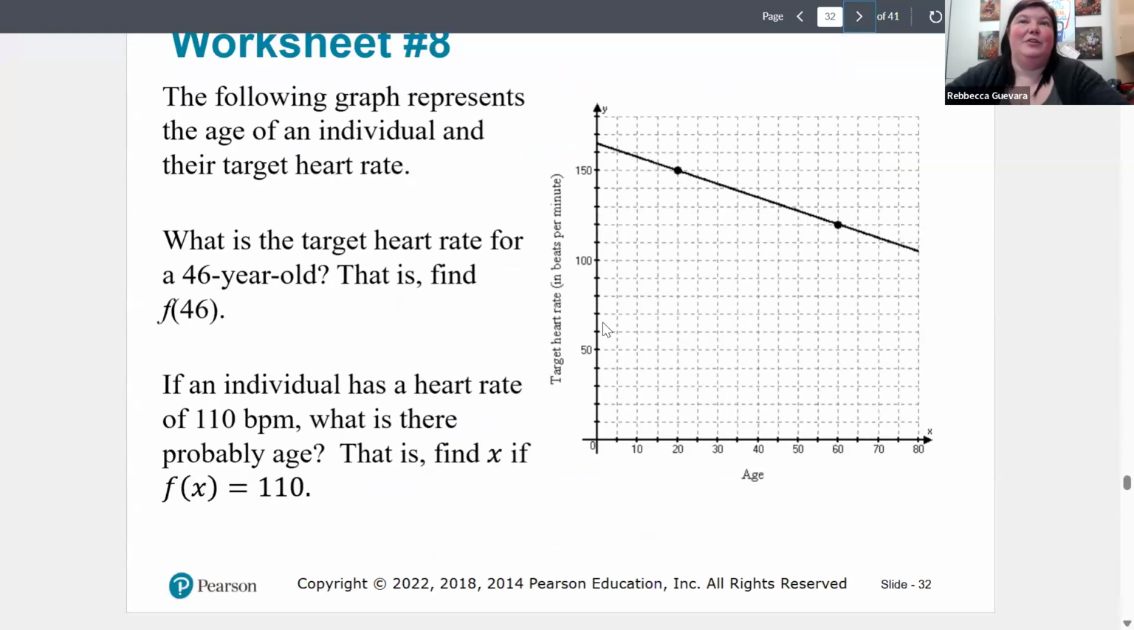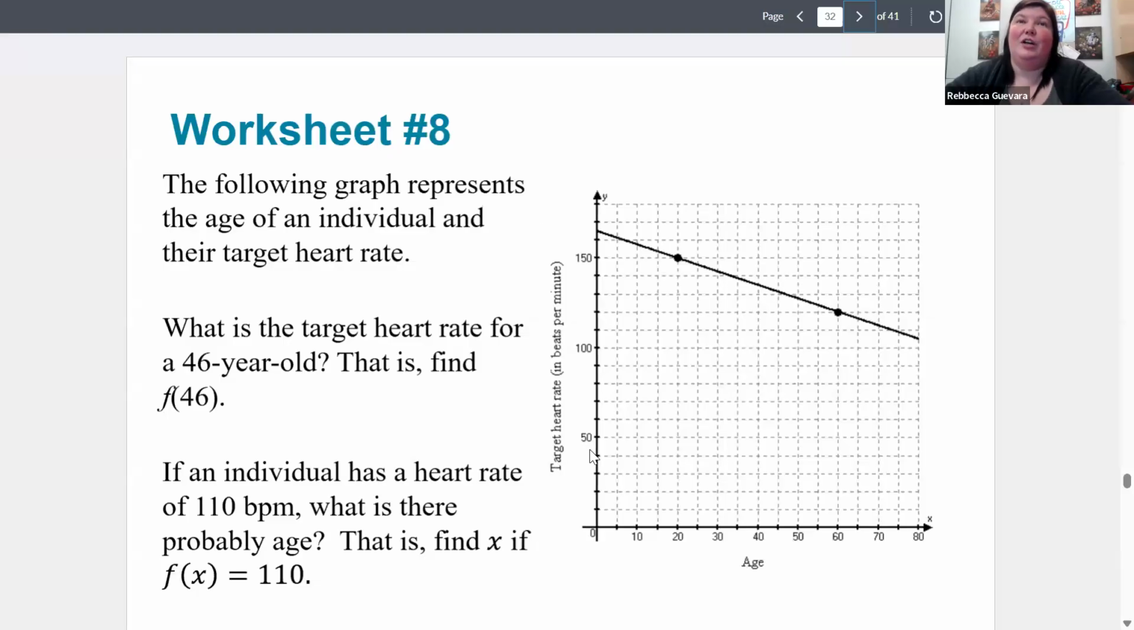Okay, so this is a different graph we have here. So this is age and your target heart rate again. The following graph represents the age of an individual and their target heart rate. What is the target heart rate for a 46-year-old? And then we want to know if an individual has a heart rate of 110 beats per minute, what is their probable age? So that is, we'll find x, given that we now know that y is 110.